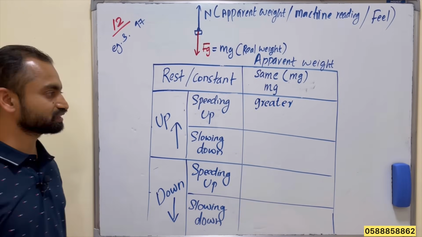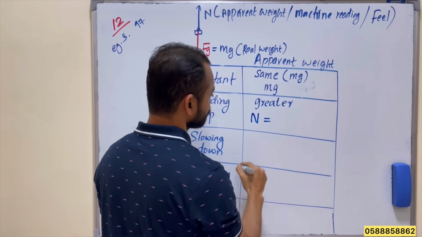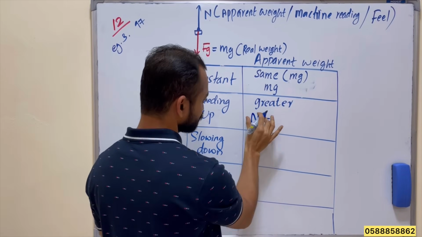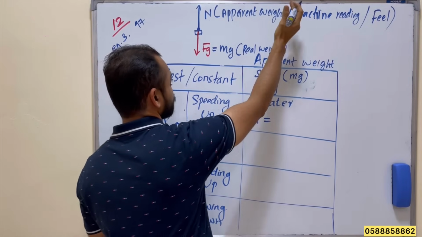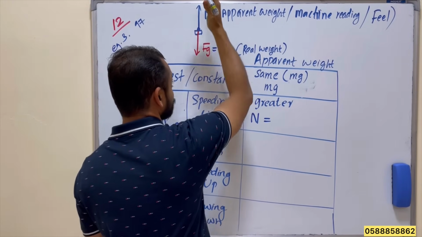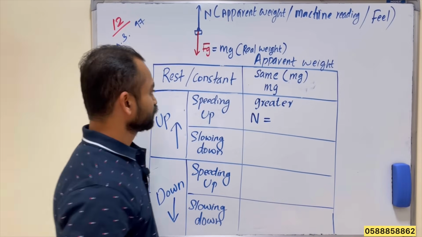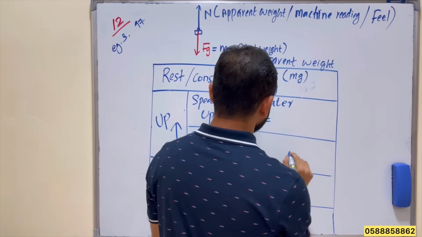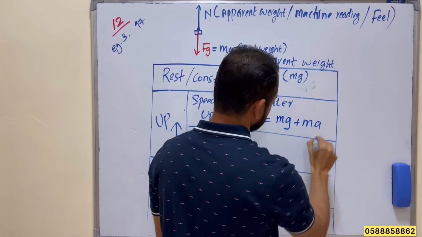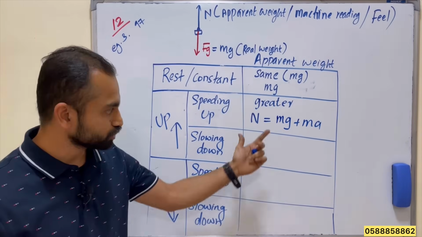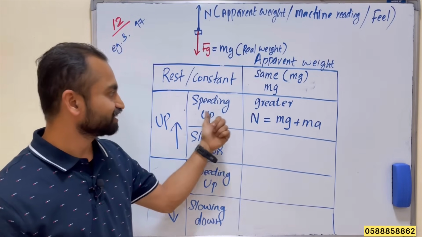So how to calculate that? I said apparent weight is the normal force, right? So you can calculate using this equation. Here you can write apparent weight is equal to normal force. Normal force is called apparent weight. That is why I am using the letter N. Okay, so how to calculate that? Using this equation, N = mg + ma. What is m? Mass. g, 9.81. m again, mass, a, acceleration.